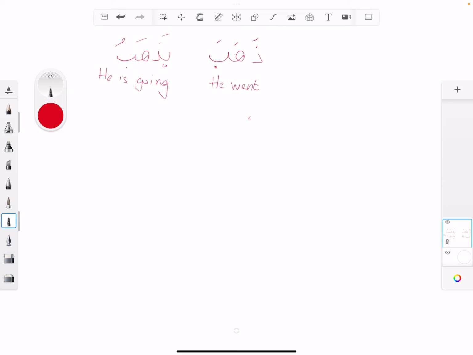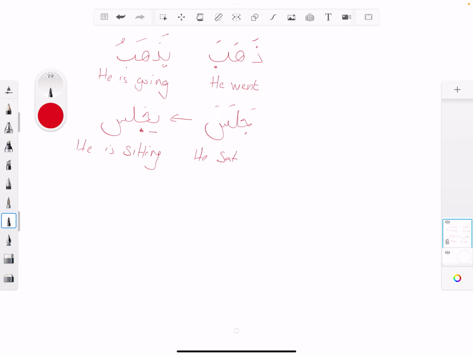So let's take another example. Jalasa, yajlisu. So he sat, or he is sitting. Right, these are just examples that you're familiar with, Madi and Mudari.